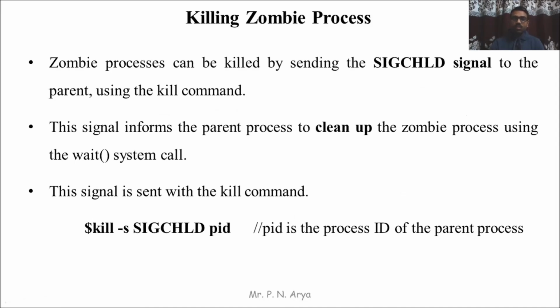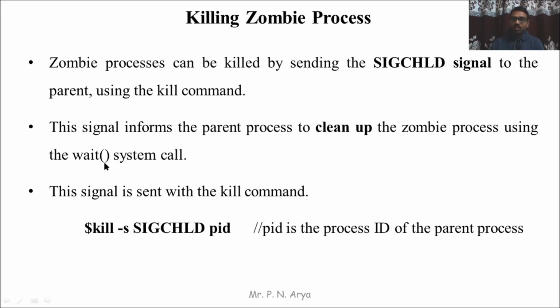Killing a zombie process. A zombie process can be killed by sending the SIGCHLD signal to the parent using the kill command. This signal informs the parent process to clean up the zombie process using the wait system call. It is necessary to clean the zombie process, because the zombie process has ended, but the record is still in the operating system, so it must be cleared or removed from the operating system.